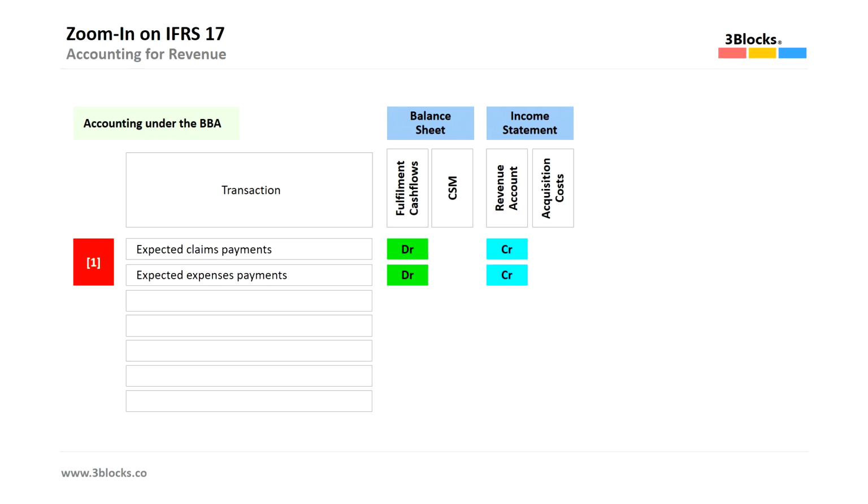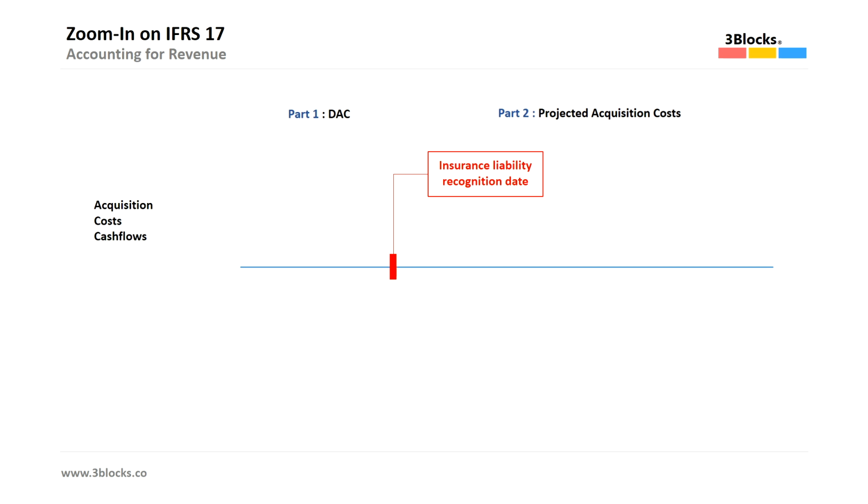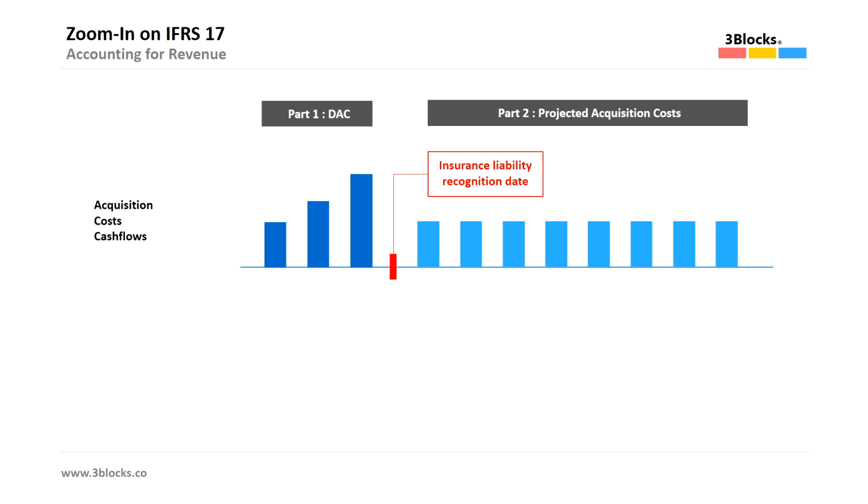Expected claims and expenses are debited to the fulfillment cash flows component of the insurance liability. On the other side, these amounts are credited to the revenue account. When it comes to the portion of revenue related to the acquisition costs, it is made of two parts. The first part is made of the acquisition costs paid before the related insurance liability is recognized. Such costs are deferred, and then when the related insurance liability is recognized, they are debited to the CSM.